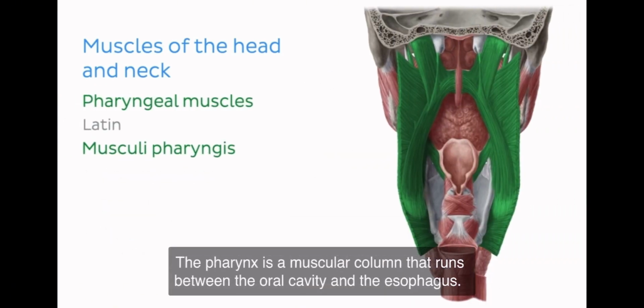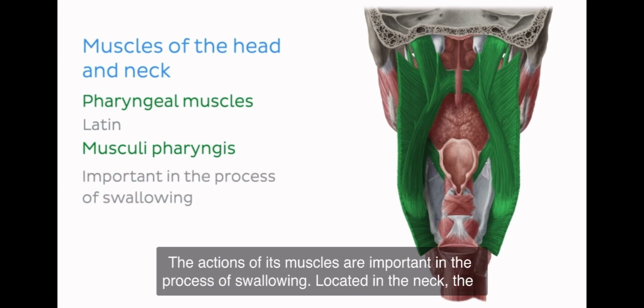The pharynx is a muscular column that runs between the oral cavity and the esophagus. The actions of its muscles are important in the process of swallowing.